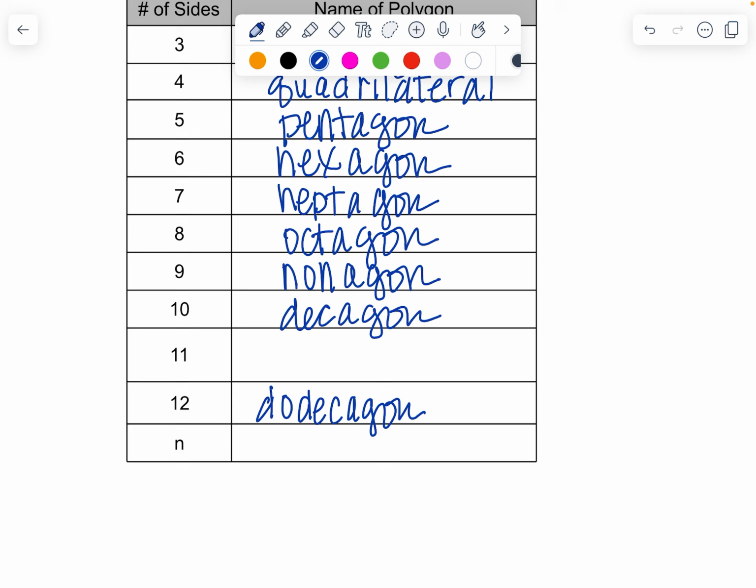So like I was saying before, like 13-sided, we just say 13-gon. 14 is 14-gon. So whatever number of sides it is, n-gon. So 11 does have a name, but we don't use it, so we just say 11-gon.